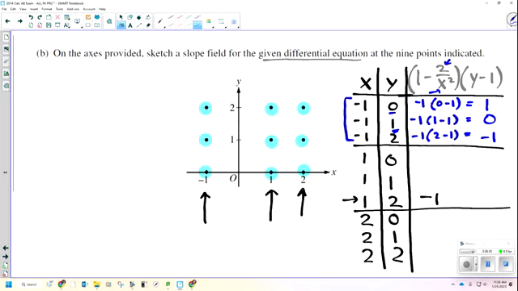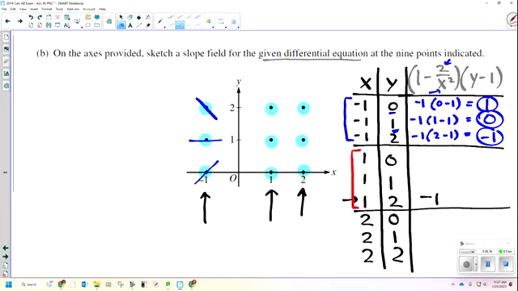So let's start with -1, 0. That is a slope of 1. So it goes up like this, -1, 0. Okay. Slope at -1, 1, that slope is 0. So that's going to be a horizontal line. And the slope at -1, 2, well, that slope's a -1. So that's going to be coming down at a slope of 1. So that's what that one column of slopes is going to look like. Okay, good. Let's do the next set right here.